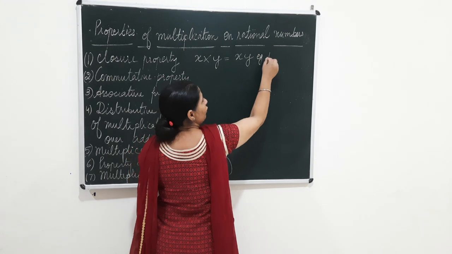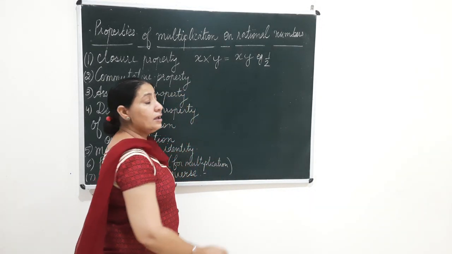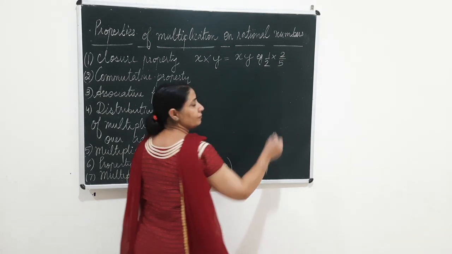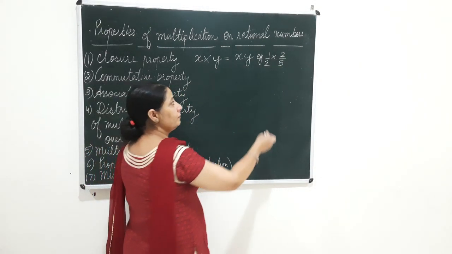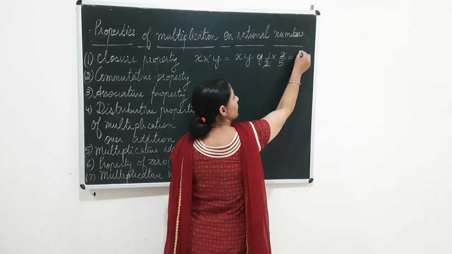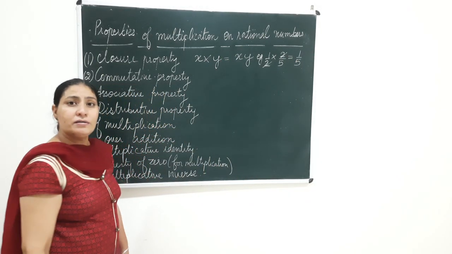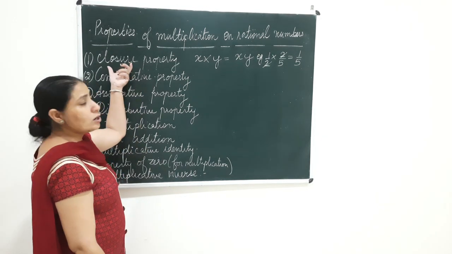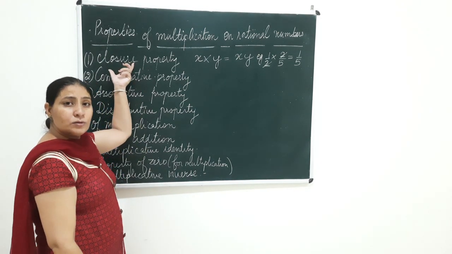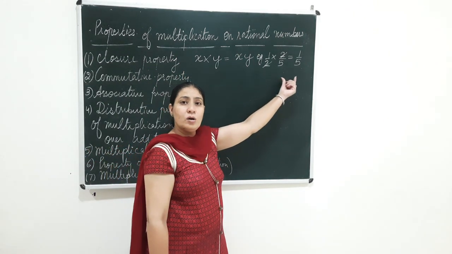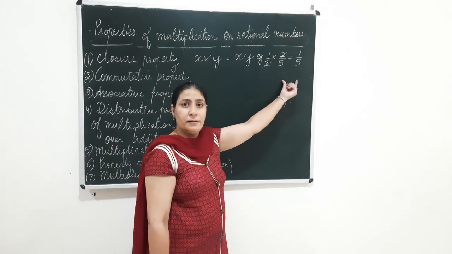Say you have 1 over 2, that is a rational number, and you multiply with another rational number, for example 2 by 5. Now when you multiply them, 2 will get cancelled and your answer will be 1 by 5. Beta, 1 by 5 is also a rational number. So what does the closure property say? Closure property says that the product of two rational numbers is also a rational number.